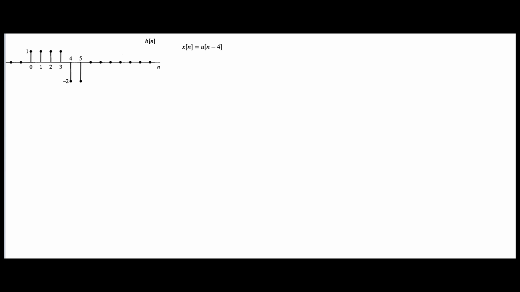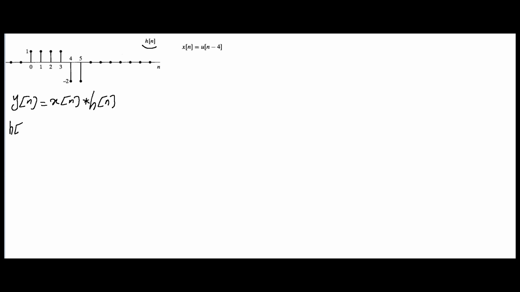In this example, the input signal x[n] and the impulse response h[n] are given, and we are asked to determine the output signal. We know that for an LTI system, the output y[n] is equal to the convolution of the input signal with the impulse response. As a first step, let's write the impulse response in terms of shifted unit impulses.